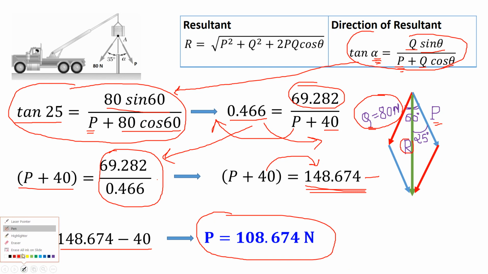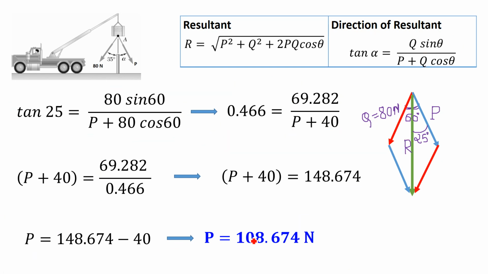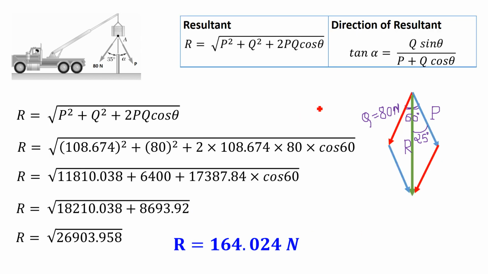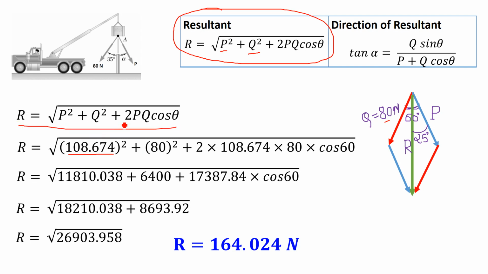Now if you want to find the magnitude of the resultant, which is your second unknown, the first unknown was the magnitude of force P. Now the second unknown is the resultant. So for the resultant magnitude, we will apply this formula. Now P is known to us, right? That is 108.674, and Q is already given to us, 80 Newton. So R equals the square root of P square plus Q square plus 2PQ cos theta.